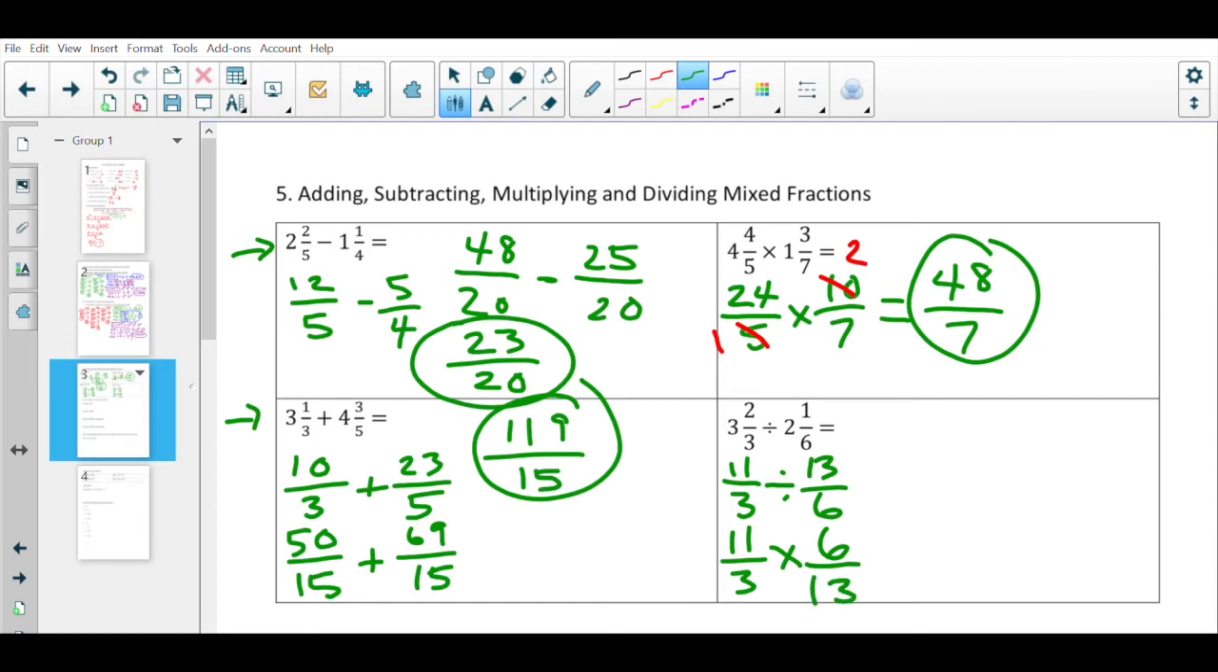Now you have something that you can multiply across. Again, make life easy for yourself. Reduce where you can. That 3 reduces to a 1. 6 reduces to a 2. Now my multiplication becomes much easier. Go across. 11 times 2 is 22. 1 times 13 is 13. So it's 22 thirteenths. Okay? There's your review on adding, subtracting, multiplying, and dividing mixed fractions.